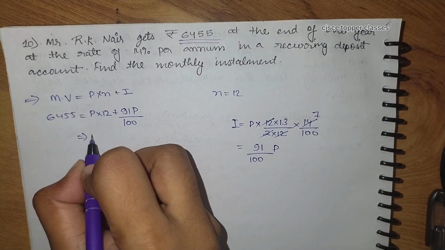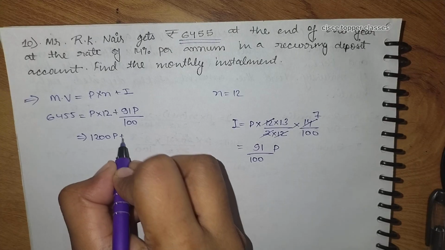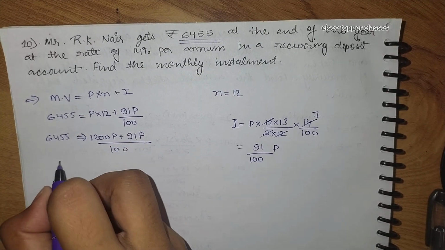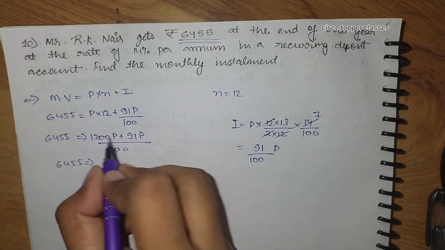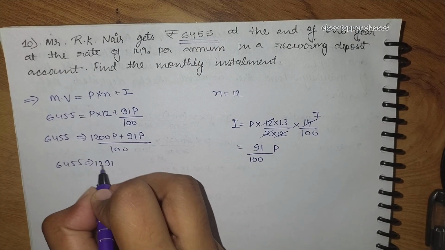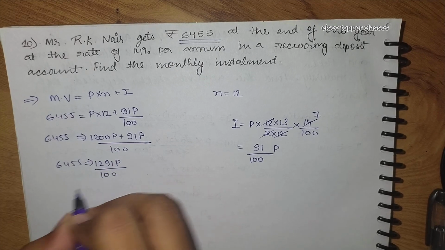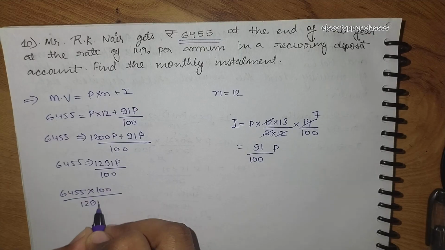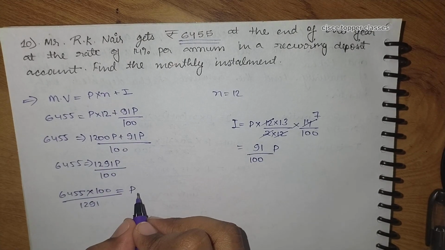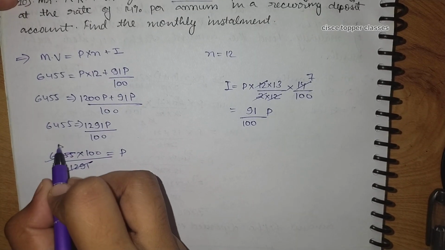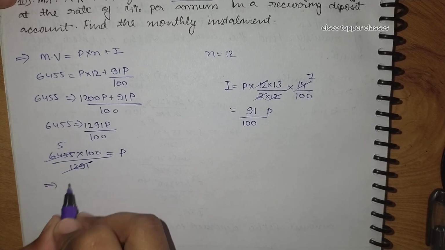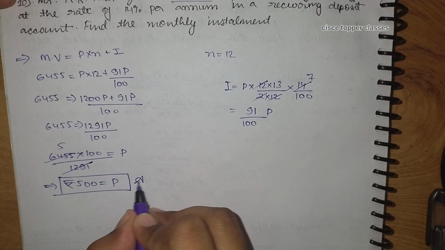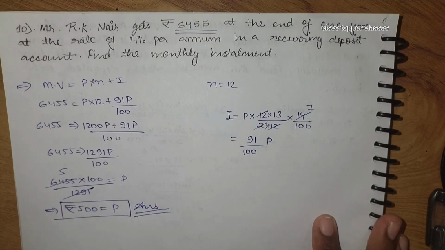On taking LCM, we will get 1200P plus 91P divided by 100 equal to 6455. So 1200 plus 91 means 1291P divided by 100. 6455 will be into 100 divided by 1291 as the value of the amount. On calculating, this will be cancelled out by 5, and 5 into 100 means rupees 500 is the monthly installment in this question. So this is the final answer, and this is the solution of question number 10.